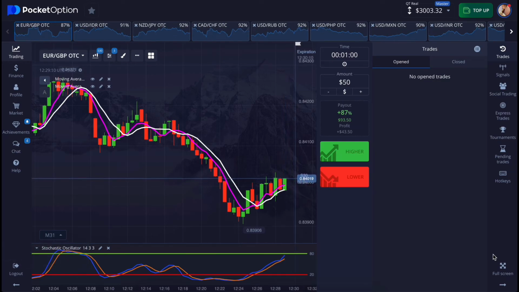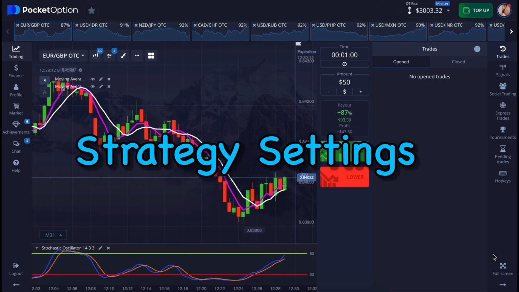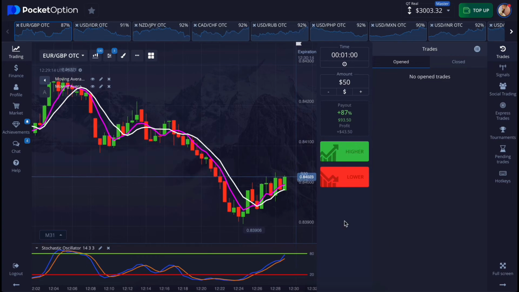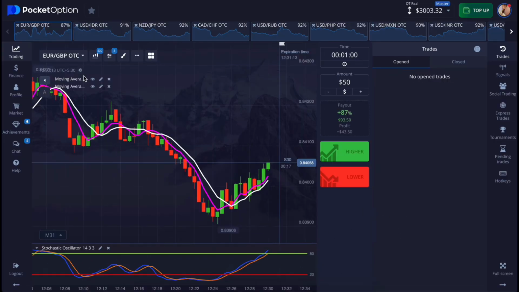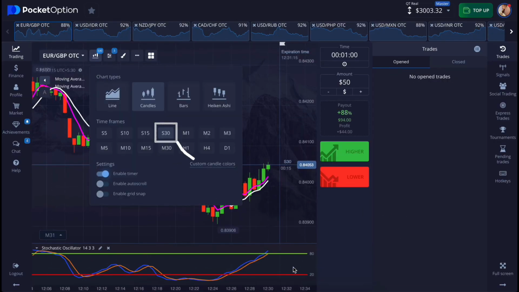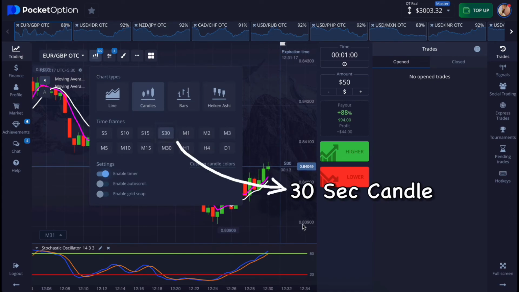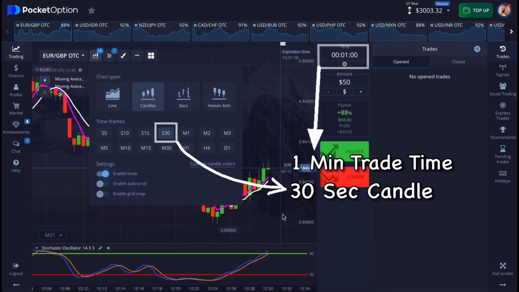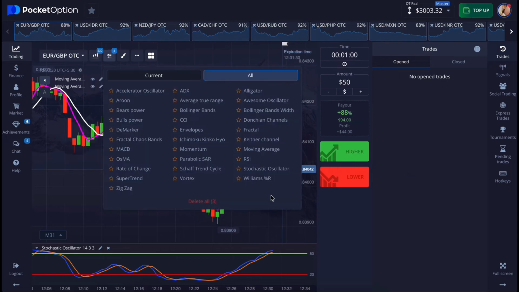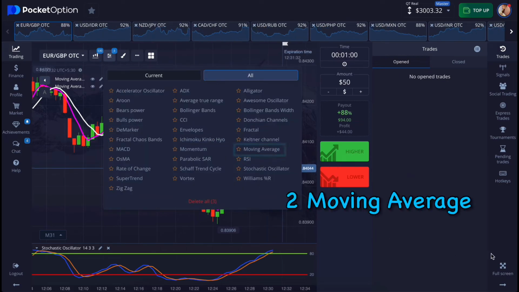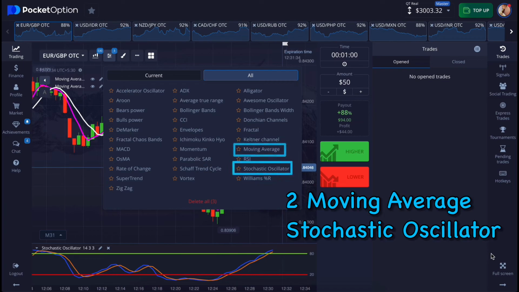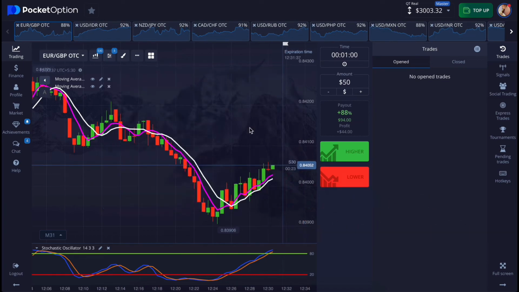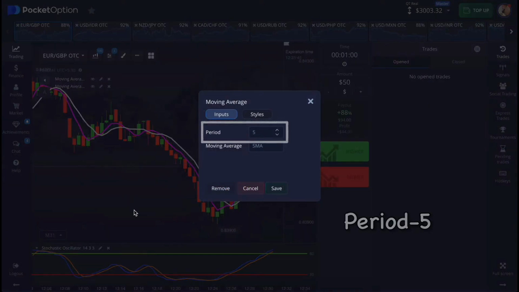So now we will first see the settings of this strategy, and then we will understand it in detail. So first of all set the candle time 30 seconds. And after this set the trade time to 1 minute. After that go to the settings and add 2 moving average indicators. And add a stochastic oscillator indicator. Now we change their settings. So set the period of the first moving average to 5.